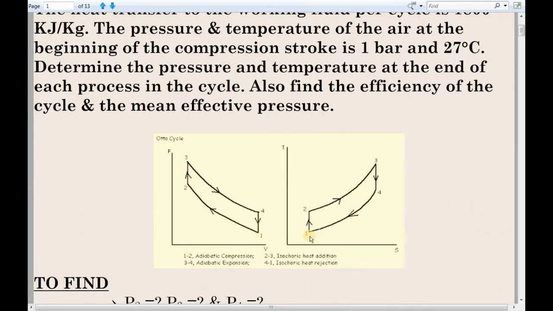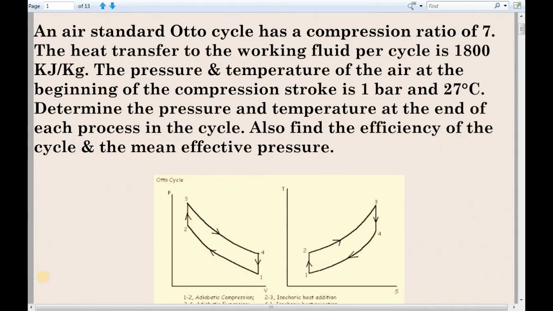In this PV diagram and TS diagram, 1 is the pressure, volume, temperature and entropy value at state 1, and 2 is the pressure, volume, temperature and entropy at state 2, and 3 is the pressure, volume, temperature and entropy value at state 3, and 4 is the pressure, volume, temperature and entropy value at state 4.